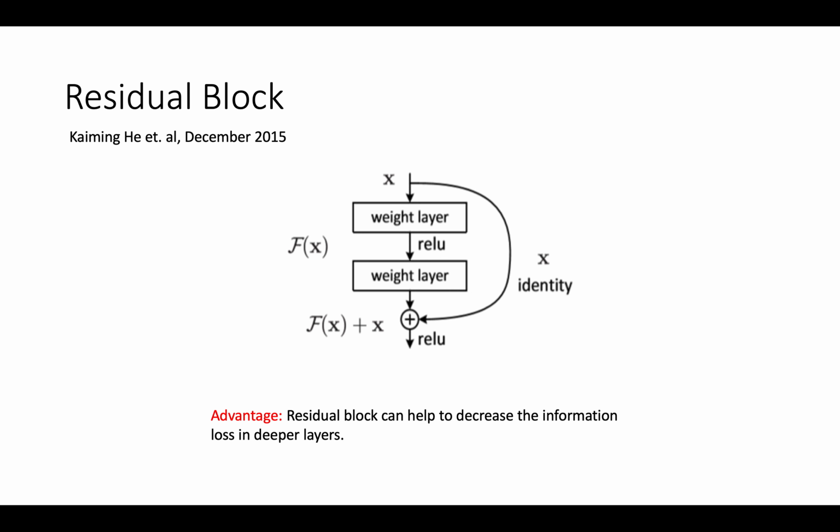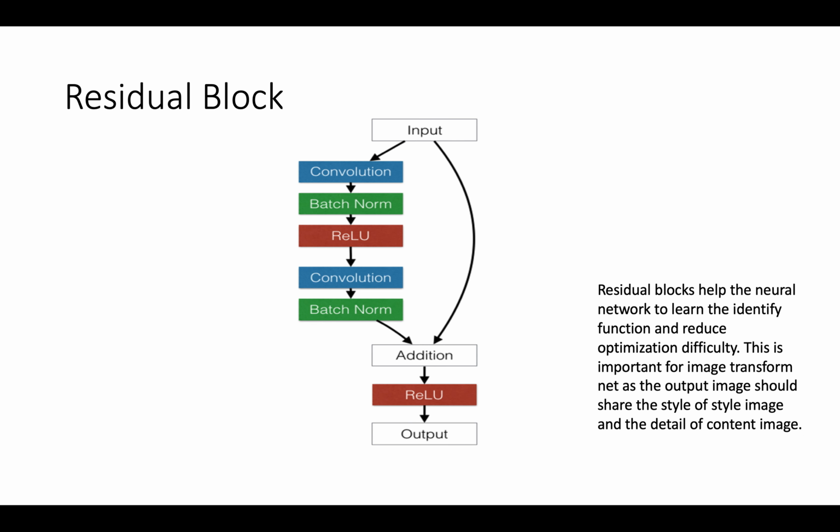We also use residual blocks in the middle of our transform net, which can help to decrease the information loss in deeper layers. This is the detailed architecture of the residual block we use in our project. It uses batch norm, and the activation function is ReLU in this case. Using residual blocks is important in our project as the output image should share features from both style and content images.